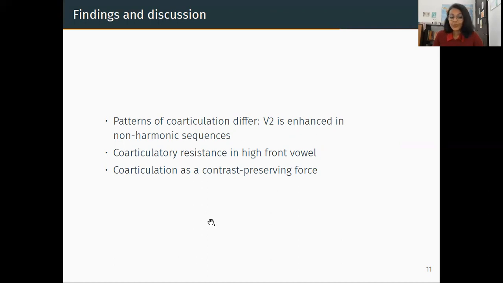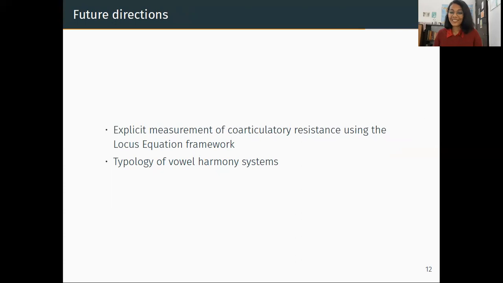It's also interesting to see that coarticulation, which we generally understand to be inimical to contrast, could be possibly preserving or even enhancing contrast in a system where the overall tendency is towards feature sharing, and so the loss of contrast. Together, these findings suggest that automatic physiological processes in speech are not independent of abstract grammatical knowledge and vice versa. This is a work in progress.